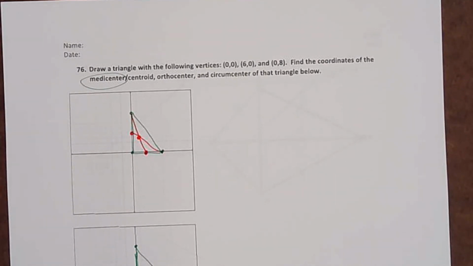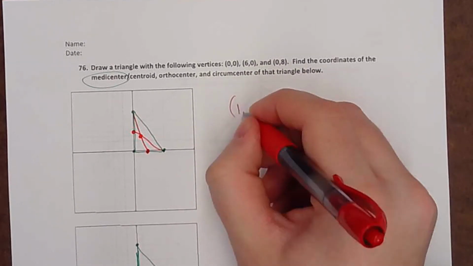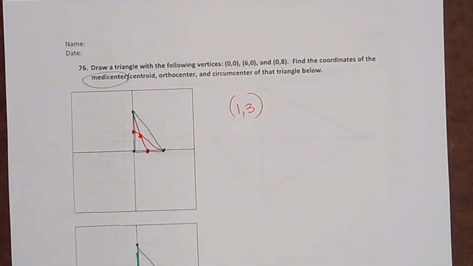Now, if I drew straight lines, you'd be able to find where that coordinate is. But it appears to be 1, 3. I'll go with appears to be.